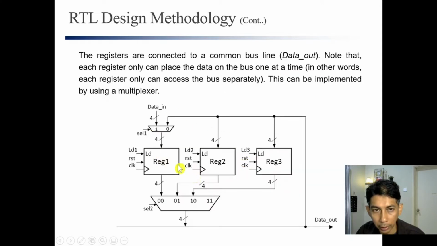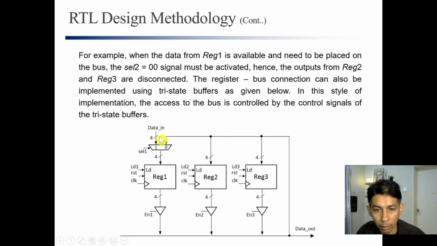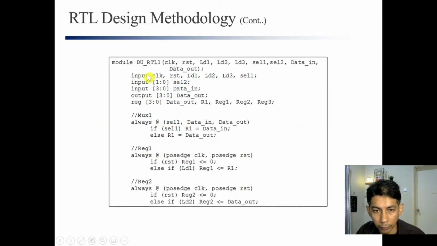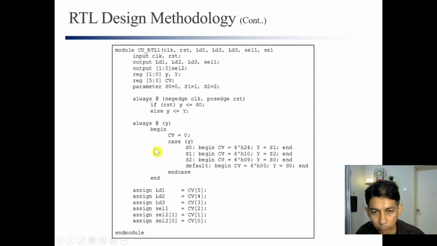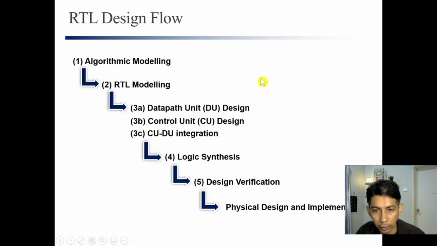And we have then our first example here, 5.1, right? We wrote the code for this and looked at the simulation result already. Okay, so today we will continue what we have done last week, which is the RTL design flow. After this, we will start the design with this.